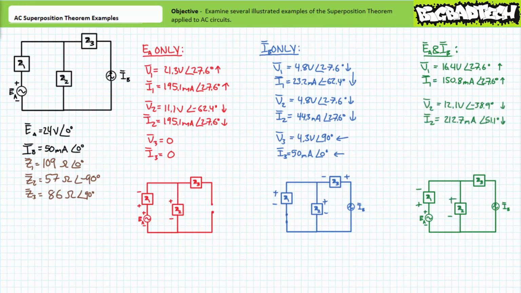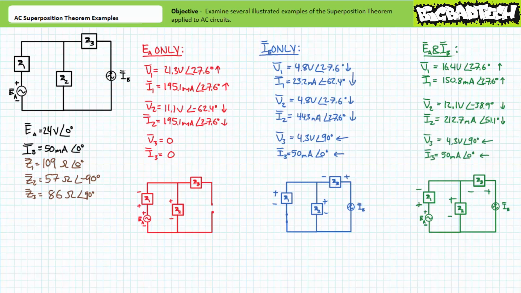The aiding contribution of sources EA and IB yield V2 to be 12.1 volts at an angle of negative 38.9 degrees, oriented positive to negative, top to bottom. I2 is 212.7 milliamperes at an angle of 51.1 degrees, traveling top to bottom.